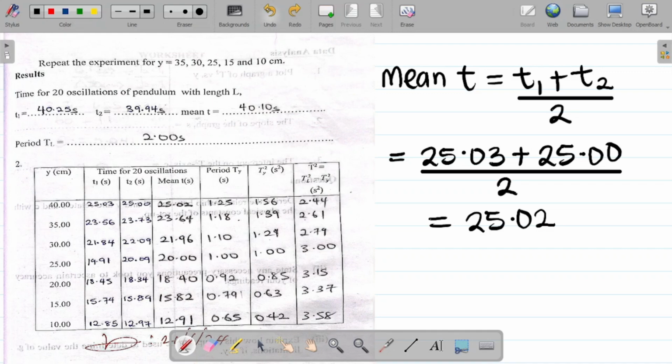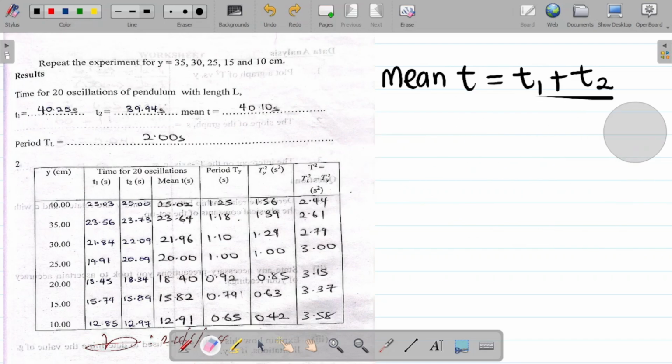The next one becomes this plus this divided by 2. Just follow the same process to fill up the mean column. For this one, you have 15.74 plus 15.89 divided by 2, and you have this value. That's the simple idea there. Just do T1 plus T2 divided by 2, you have your mean T. Having said that, let's look at the next column.